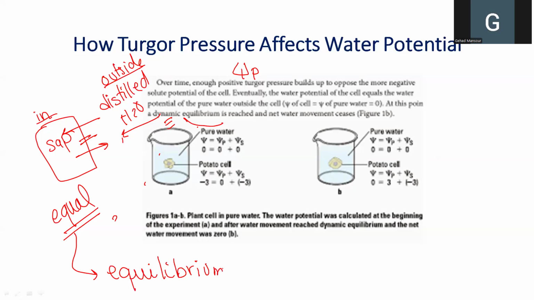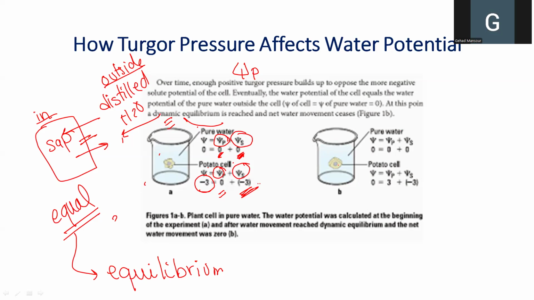This is the status of equilibrium we have talked about. For example, here we have pure water that has psi p 0 because the container is open and exposed to atmospheric pressure only. Psi s is 0 because there are no dissolved salts. But for the potato cell, the water potential is -3. Why? Psi p equals 0 because we are still exposed to atmospheric pressure only, but psi s equals -3 because there are salts dissolved in the sap. So the algebraic sum is -3.